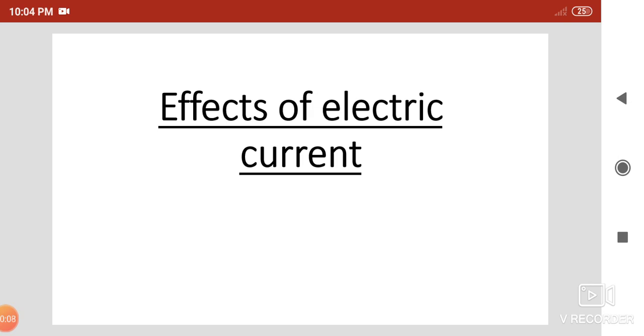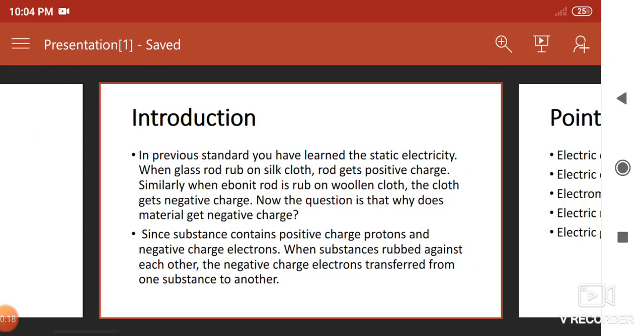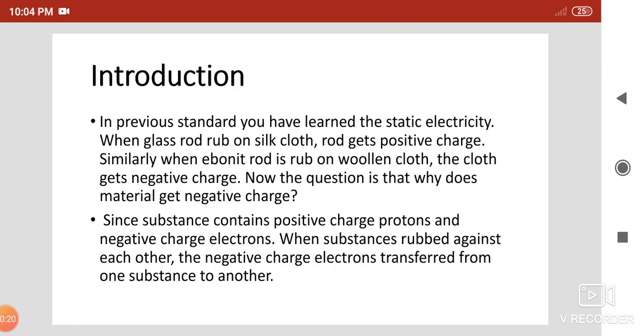Today we are going to start with a new chapter of Science 1, that is effects of electric current. In the previous standard you learned about static electricity. When a glass rod is rubbed on silk cloth, the rod gets positively charged. Similarly, when an ebonite rod is rubbed on woolen cloth, the cloth gets the negative charge.